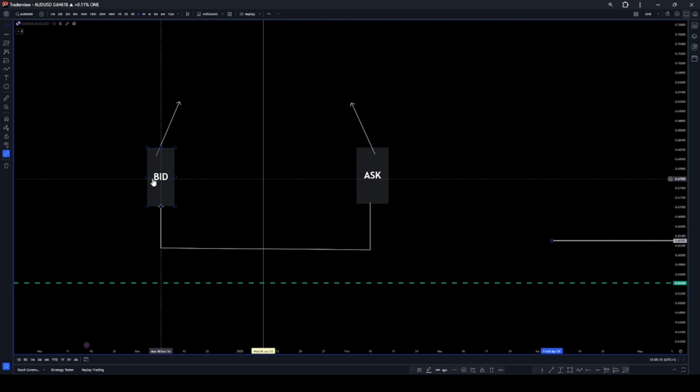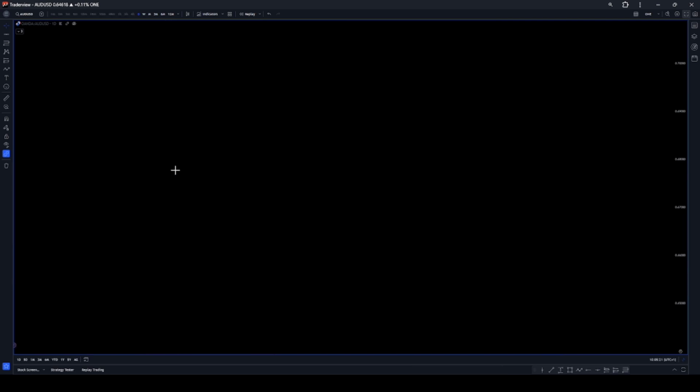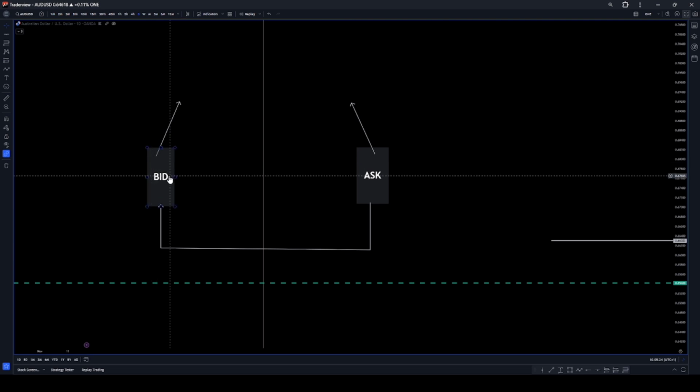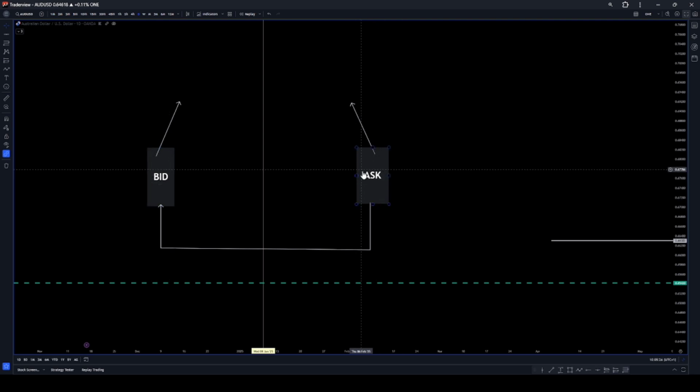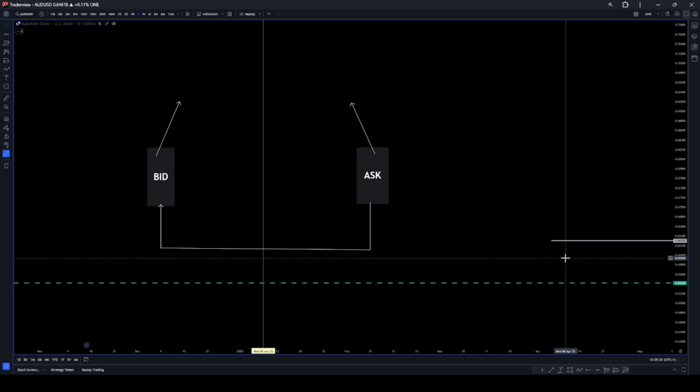You see the difference between the amount that someone is willing to buy and someone is willing to sell is what we call spread. And that's how spread is generated. And this spread is how the market makers make their money. I hope you understand. Let me take that again.